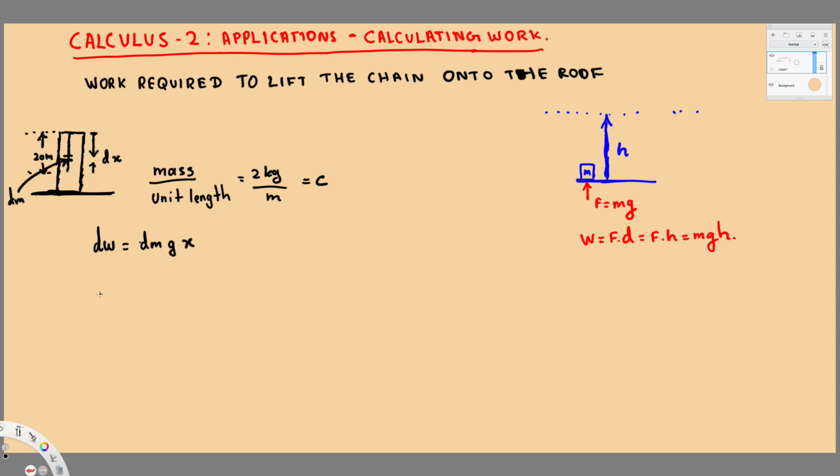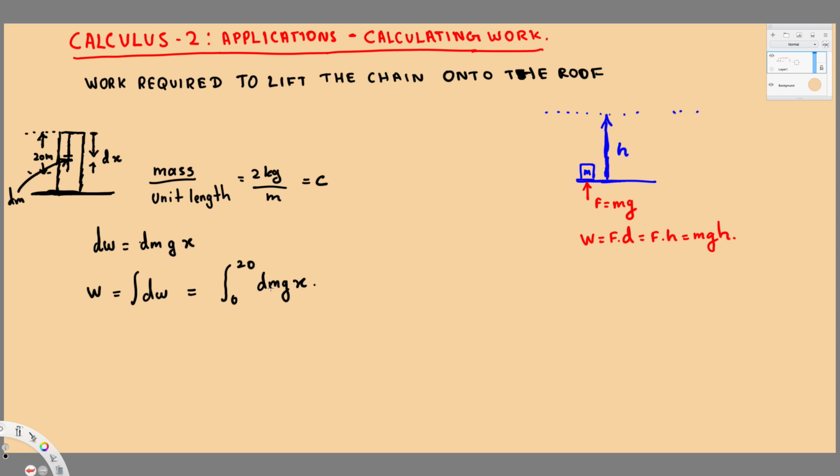And so therefore we can integrate dW. If we integrate this, this will give us the work. So let's do this. The limits of integration here are going to be 0 to 20, because we are trying to lift from 0 distance to 20 distance, right? So 0 to 20 is our limits of integration, and dm g x.